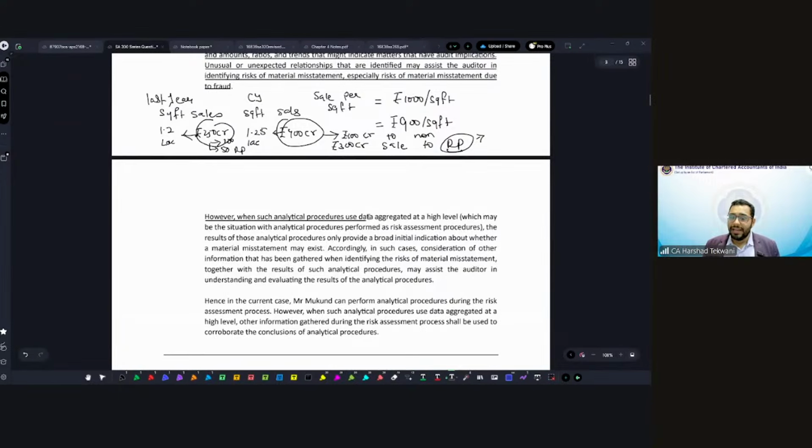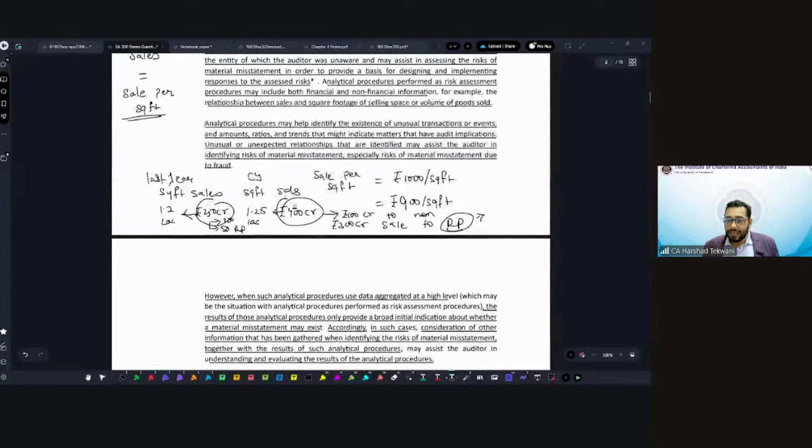However, when such analytical procedures use data aggregated at a high level, the results of those analytical procedures only provide a broad initial indication about whether a material misstatement exists. Accordingly, in such a case, consideration of other information that has been gathered when identifying the risk of material misstatement, together with the results of analytical procedures, may help you understand further.